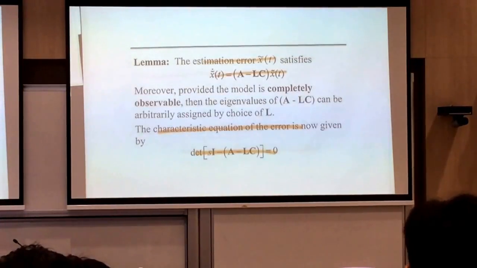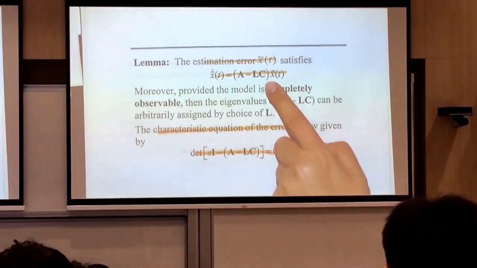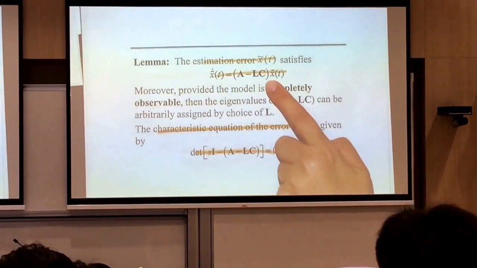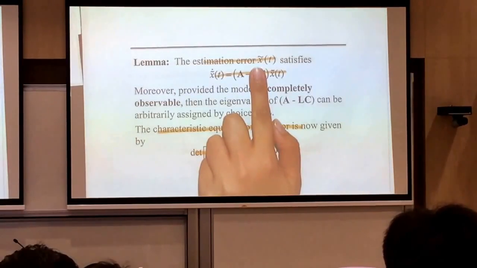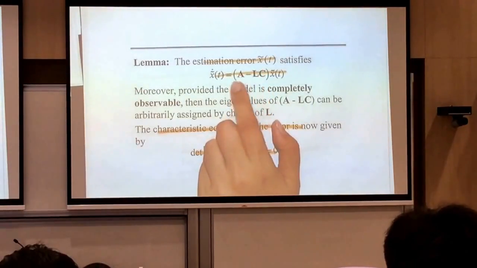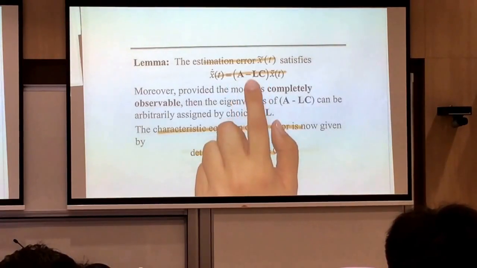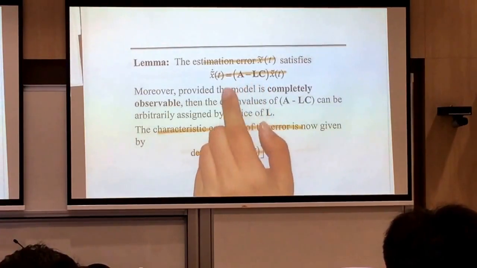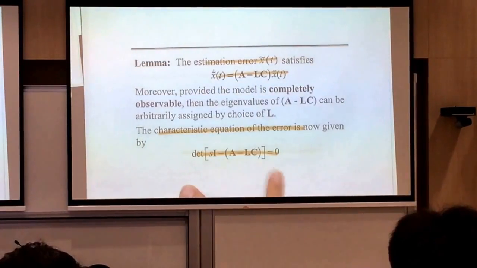From this equation, what's the characteristic polynomial? If you only have A, the characteristic polynomial is the determinant of sI minus A. If you have A minus BK, it is the determinant of sI minus A minus BK. I have A minus LC, so it's the determinant of sI minus A minus LC.